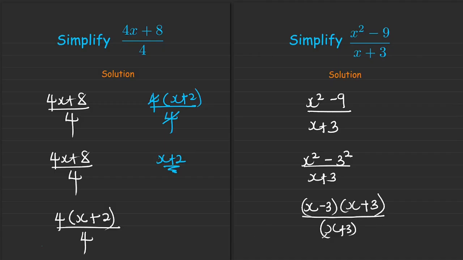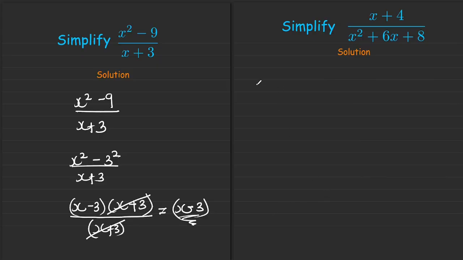Cancelling out, you can easily say this whole bracket cancels out this whole bracket. And with that, you are left with x minus 3. So this becomes your final answer after factorizing and after simplifying what you have over here. Once again, you can be asked to apply your knowledge of factorization.